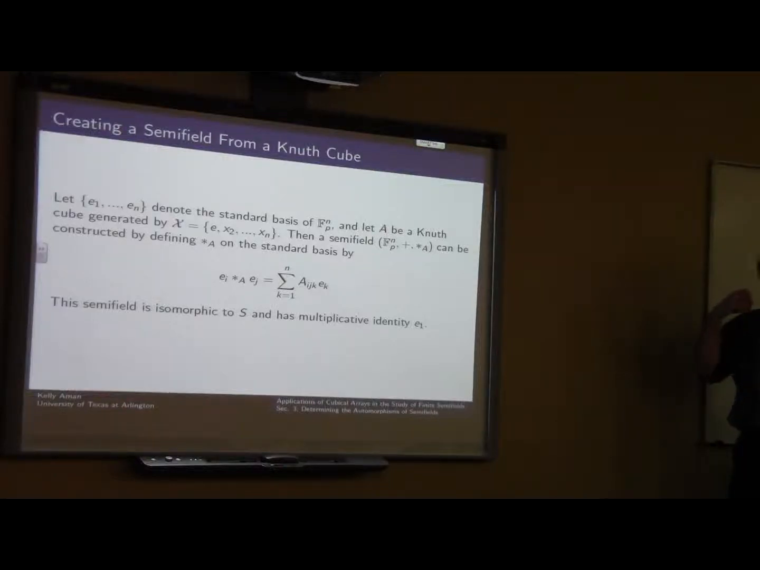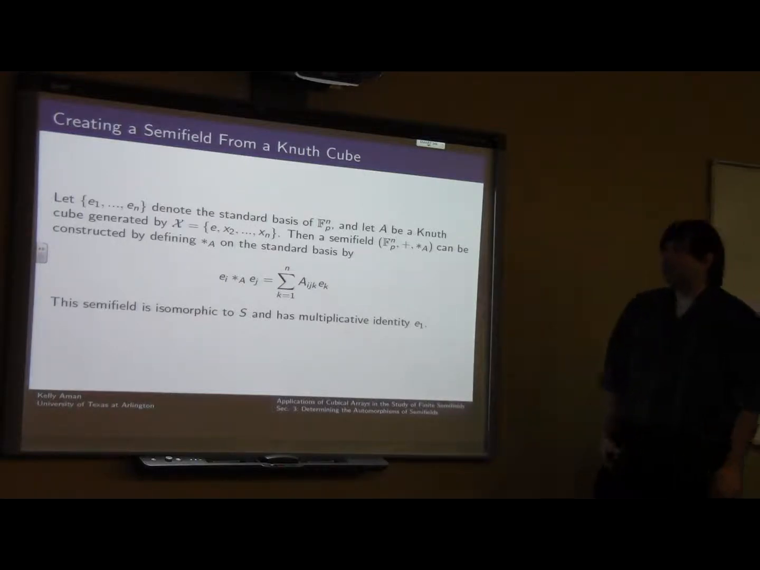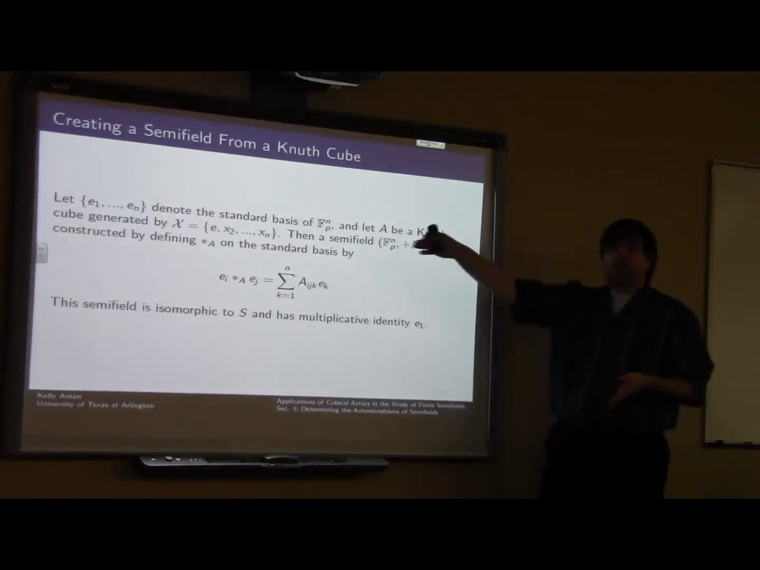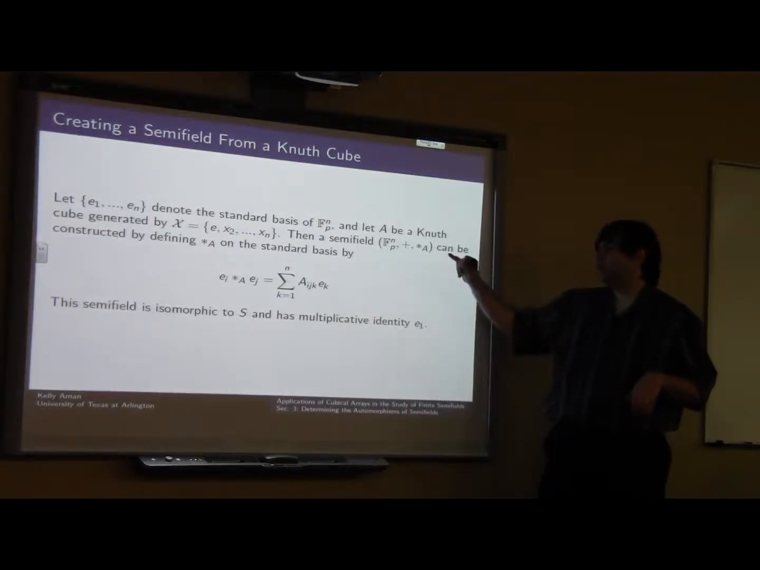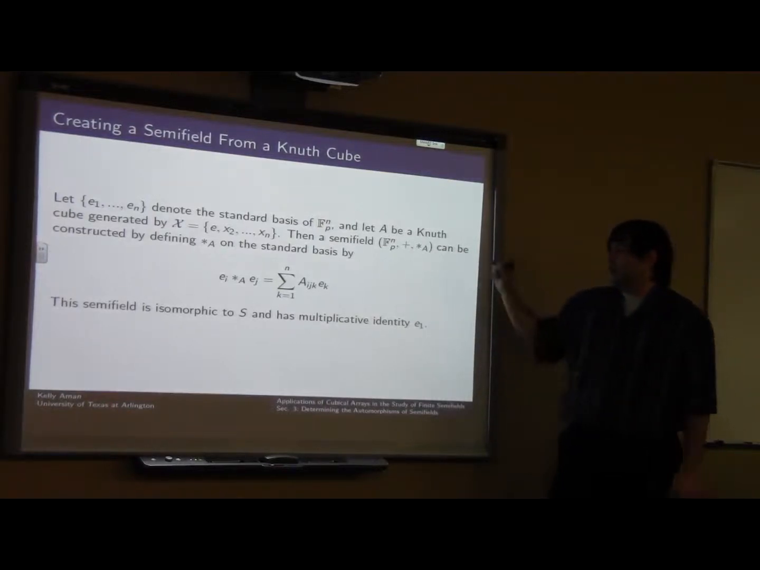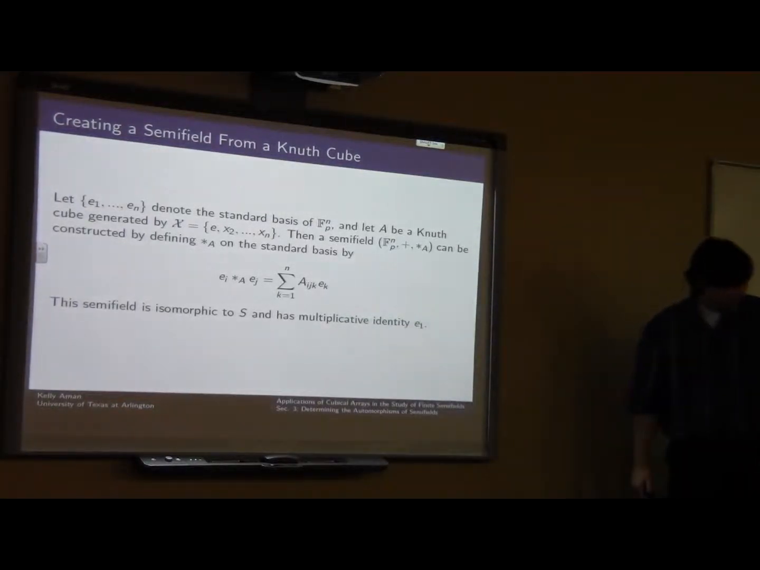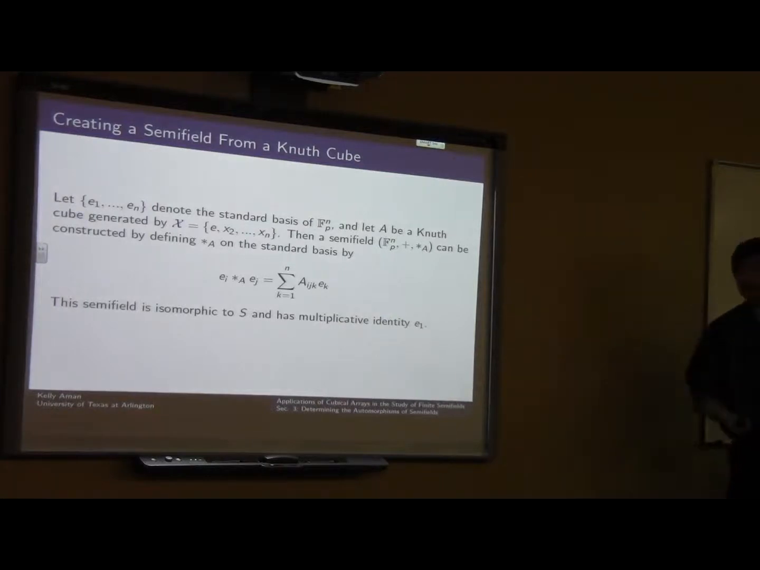But it's much more straightforward to, rather than using a formal basis, use the standard basis of F_p^n. And so if we do that, we can construct a new semifield. Let's say you've got A in K_S. We construct a semifield out of F_p^n with standard vector addition, and this multiplication star_A, which is the multiplication defined by A on that basis, on the standard basis. And if we do this, the resulting semifield is going to be isomorphic to our semifield S, and our multiplicative identity will be e1.